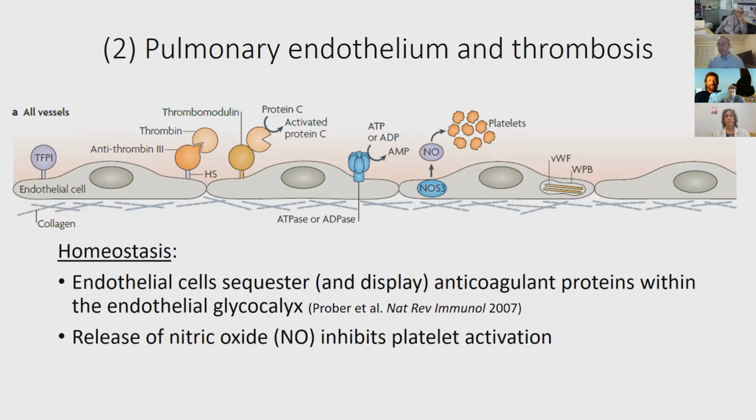Furthermore, thrombomodulin, which is a proteoglycan, which is part of the glycocalyx also, leads to the activation of protein C, another anticoagulant. Furthermore, the endothelial cell itself produces antiplatelet factors, such as nitric oxide, which inhibits platelet aggregation.